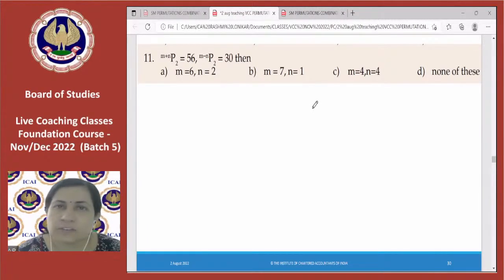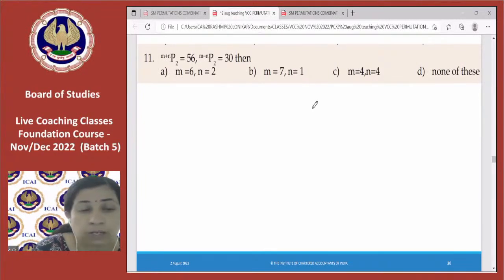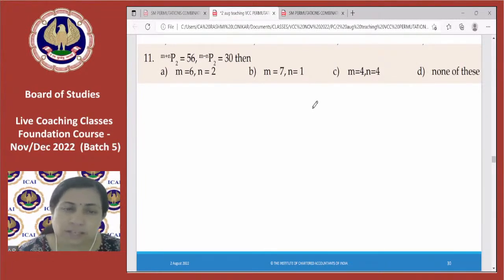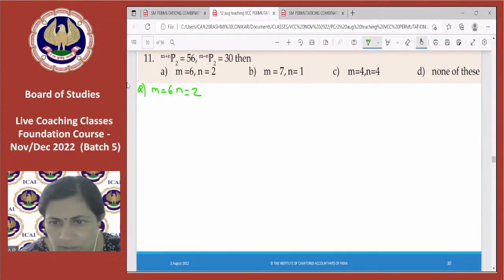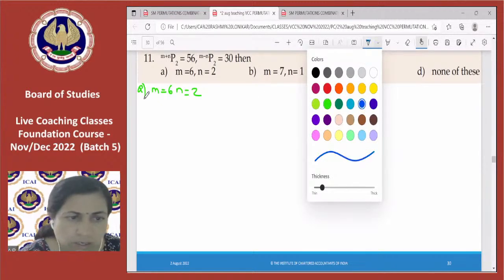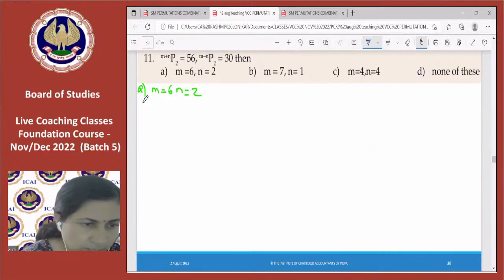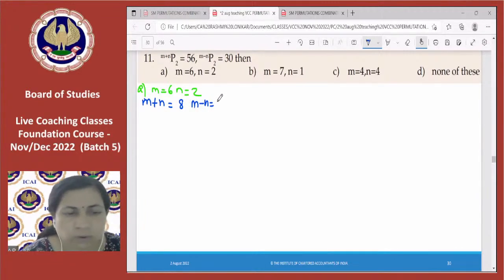Now in the 11th sum, it will be preferable for you to substitute and see, because the substitution method will work, because here they have given m plus n P2 and m minus n P2. So here let us see. Suppose I take option A, that is m is equal to 6, n is equal to 2. So what will happen here? m plus n is equal to 6 plus 2, that is 8, and m minus n is equal to how much? It is equal to 4.